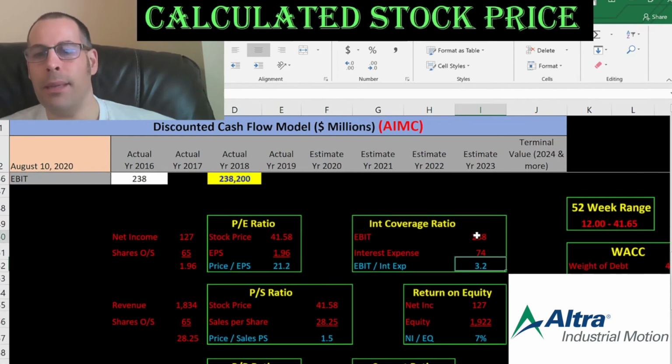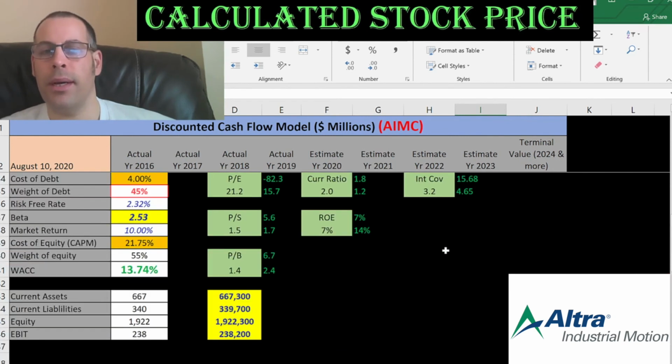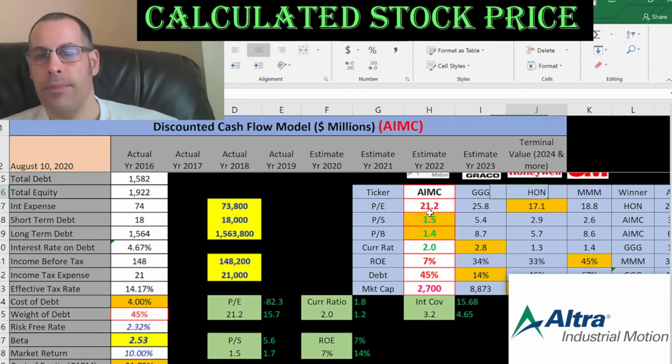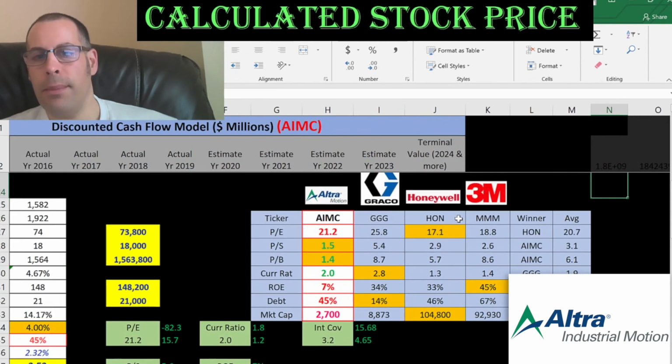Interest coverage ratio is EBIT, which is the operating income, over interest expense. And that's 3.2, so they can cover their interest payments 3 times. That's good. The best way to look at ratios is to compare them to similar companies.